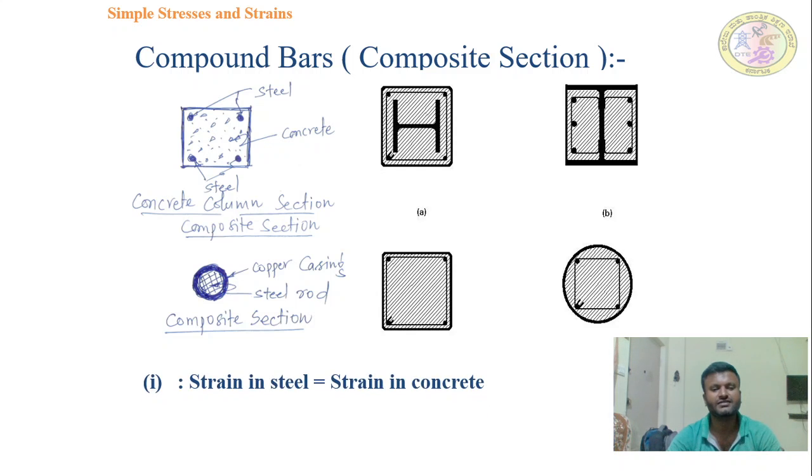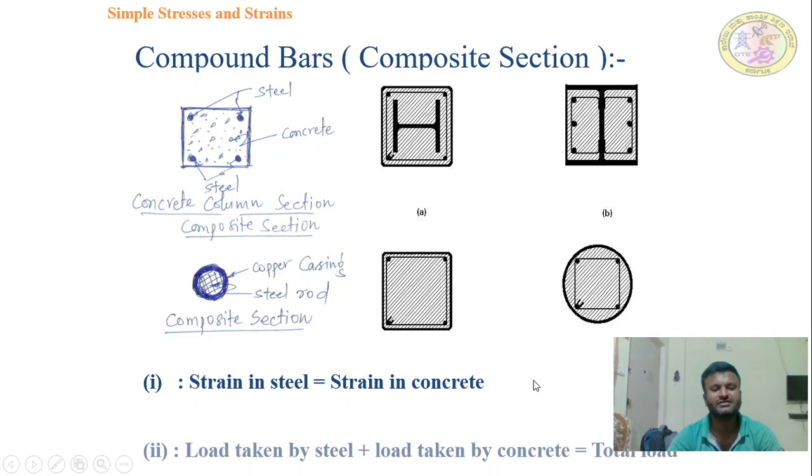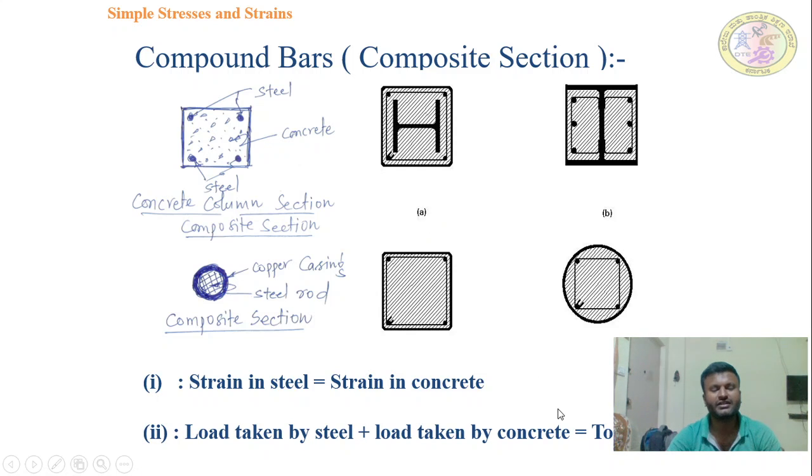Next, to analyze any problem on composite sections we need two conditions. One is that strain in steel is equal to strain in concrete, if it is composed of reinforced cement concrete. The second is that load taken by steel plus load taken by concrete is equal to the total load. It again depends on the area of the section and the properties of the different materials. Young's modulus of elasticity for steel is different from concrete, and the area of section used for concrete is different from steel. It may not be only steel and concrete; it may be copper and brass, or steel and brass. It depends upon different conditions.